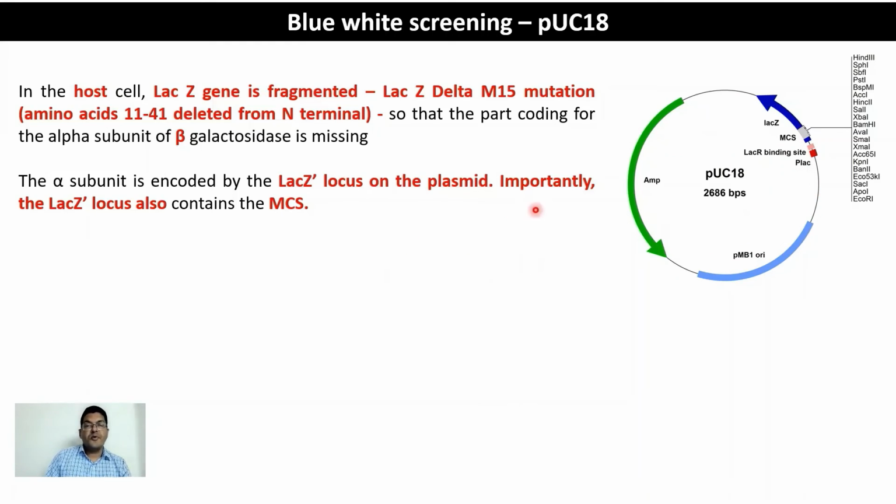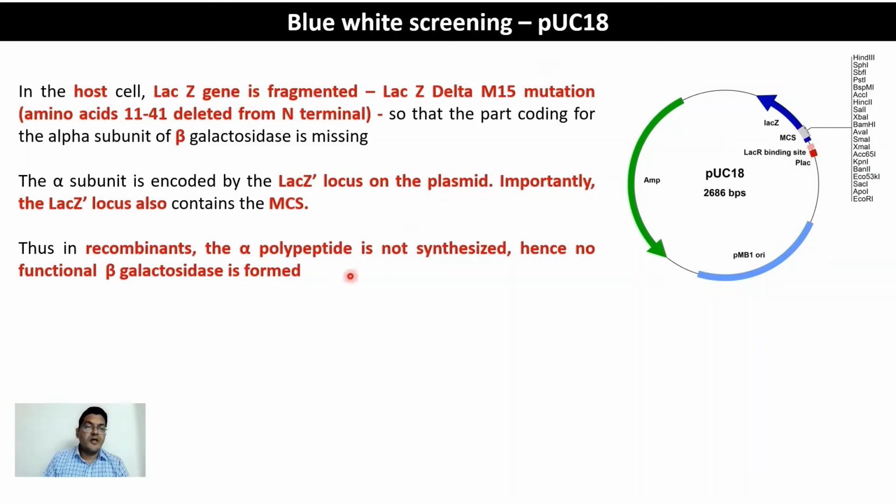So importantly, the lacZ prime locus also contains the MCS, and the placing of MCS within the lacZ prime locus allows you to control the synthesis of alpha fragment of the beta-galactosidase. In recombinants, no alpha fragment is synthesized. In non-recombinants, the alpha fragment can be synthesized and therefore leads to the formation of a functional beta-galactosidase.